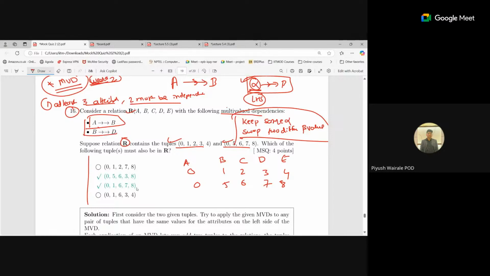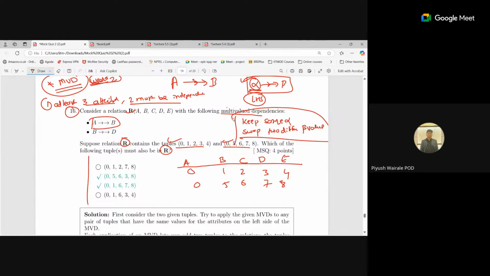Now what we are saying here is we need to find the other tuples which are part of this relation R, but we have just given these two rows, right? So tell me, what do they mean by A multi-determines B and B multi-determines D? In these two tuples, how can we make out? Either you can apply the first one or the second one, but first you need to apply this one, A multi-determines B.